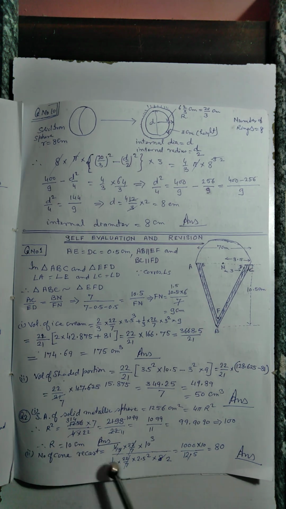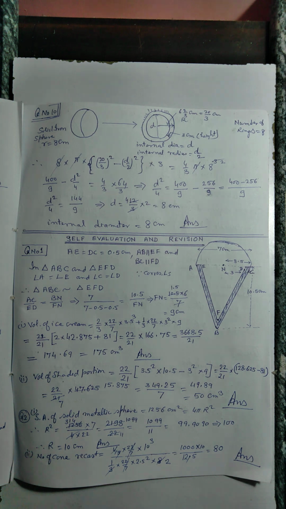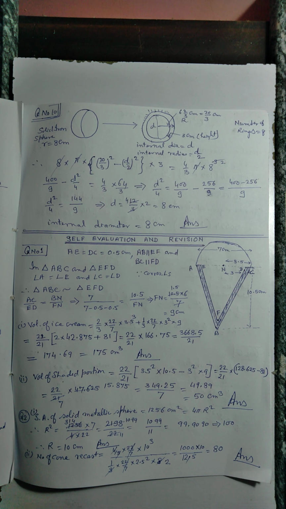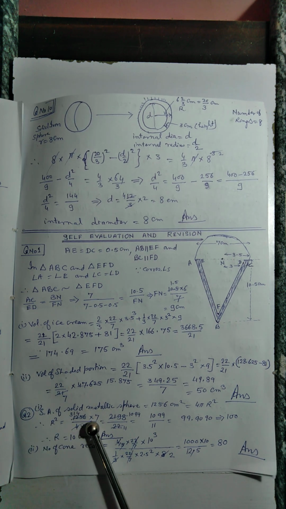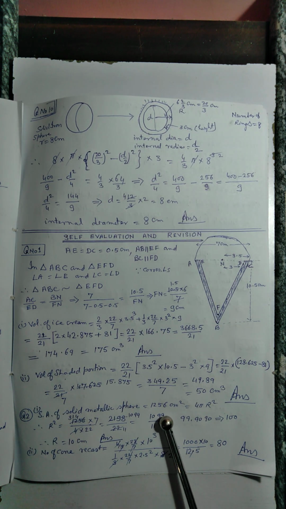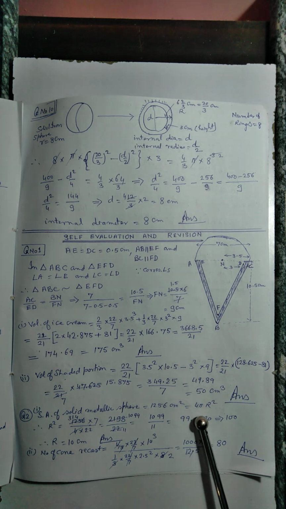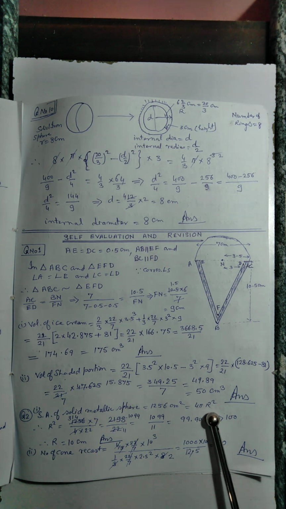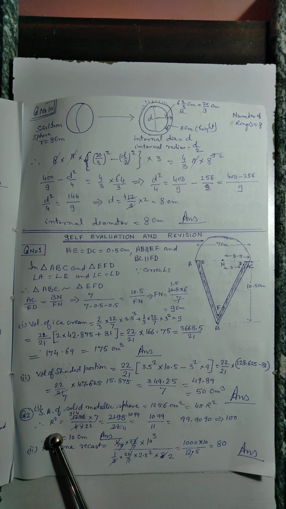Question number 2, first part. The surface area of the solid metallic sphere is 1256 square centimeter. It is melted and recast into the solid right circular cone of radius 2.5 centimeter and height 8 centimeter. Calculate the radius of the solid sphere. Now see, the surface area of the solid metallic sphere is given, that is 1256 square centimeter, and it will be equal to 4 pi r square. So we have to find out the radius r.